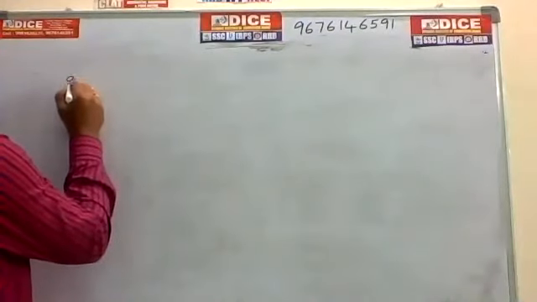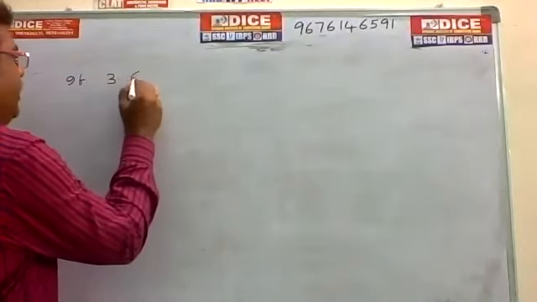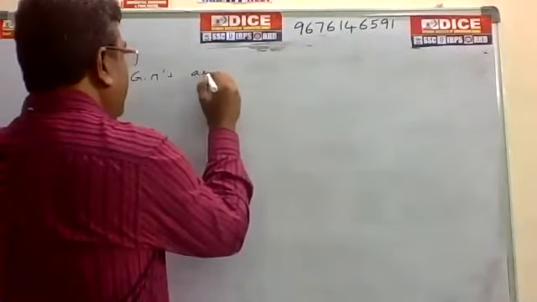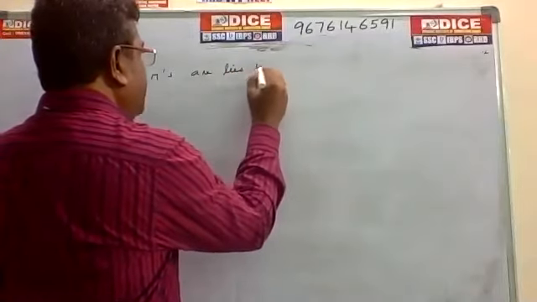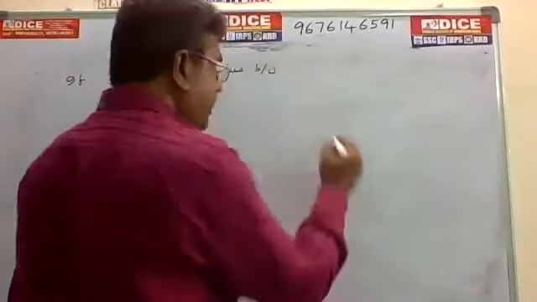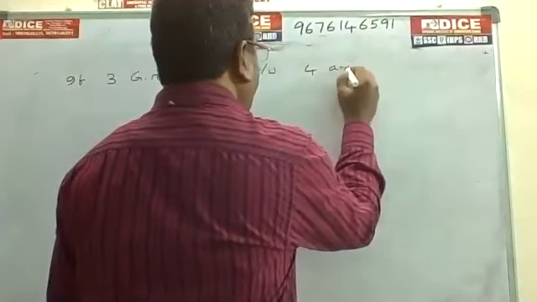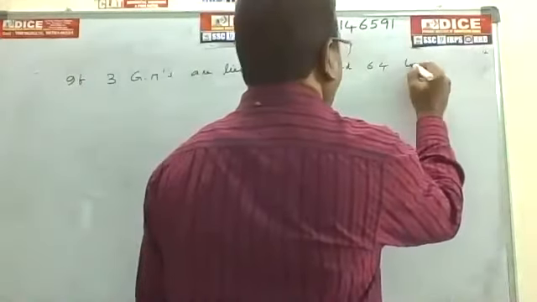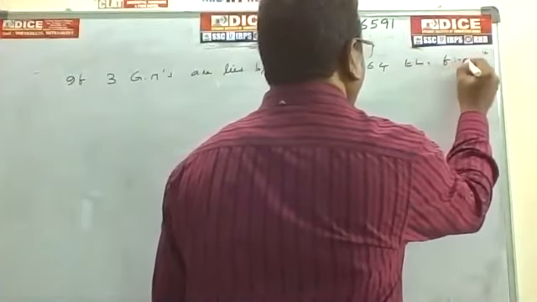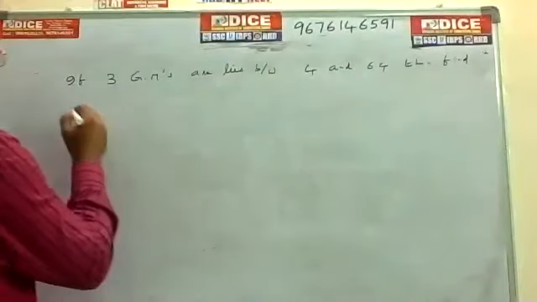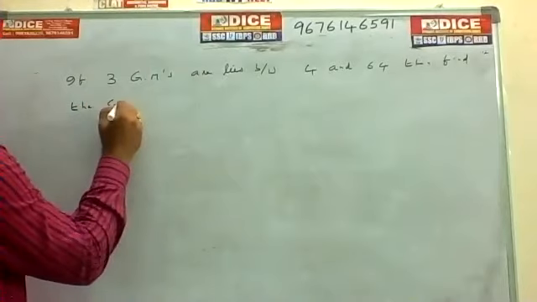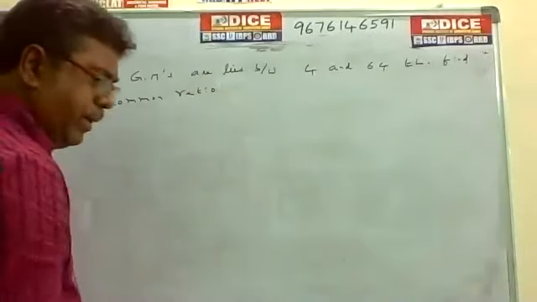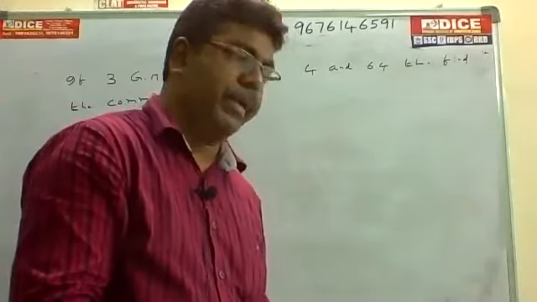Next one. If three GMs lie between 4 and 64, then find the common ratio.